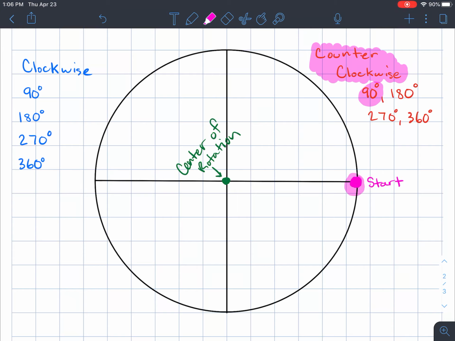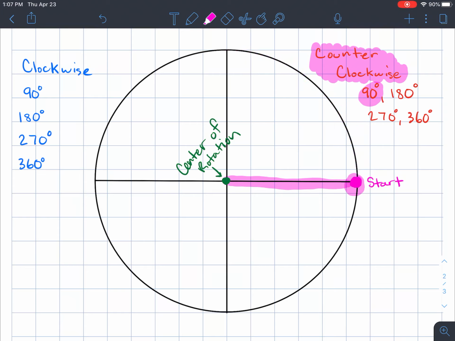So we're going to start here. We're going to connect it to an imaginary line to the center of rotation, and we're going to go counterclockwise 90 degrees. So that's a 1/4 turn to this point here. That's what a 90-degree counterclockwise rotation would look like.